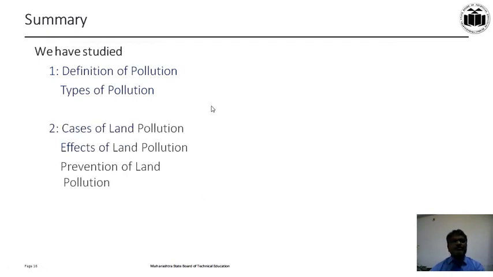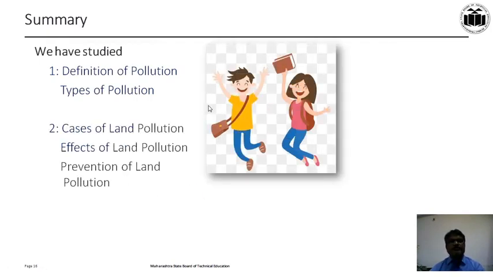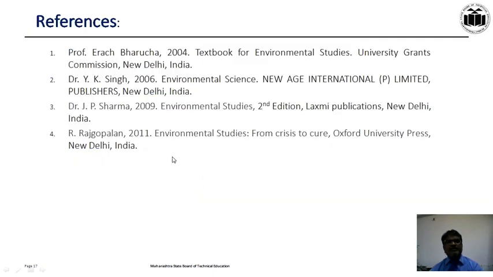So, students, what have we studied today? We have studied the definition of pollution. We have studied types of pollution. We have studied the causes of land pollution, effects of land pollution, and prevention of land pollution. So, these are the references for the outcome of today's lecture.